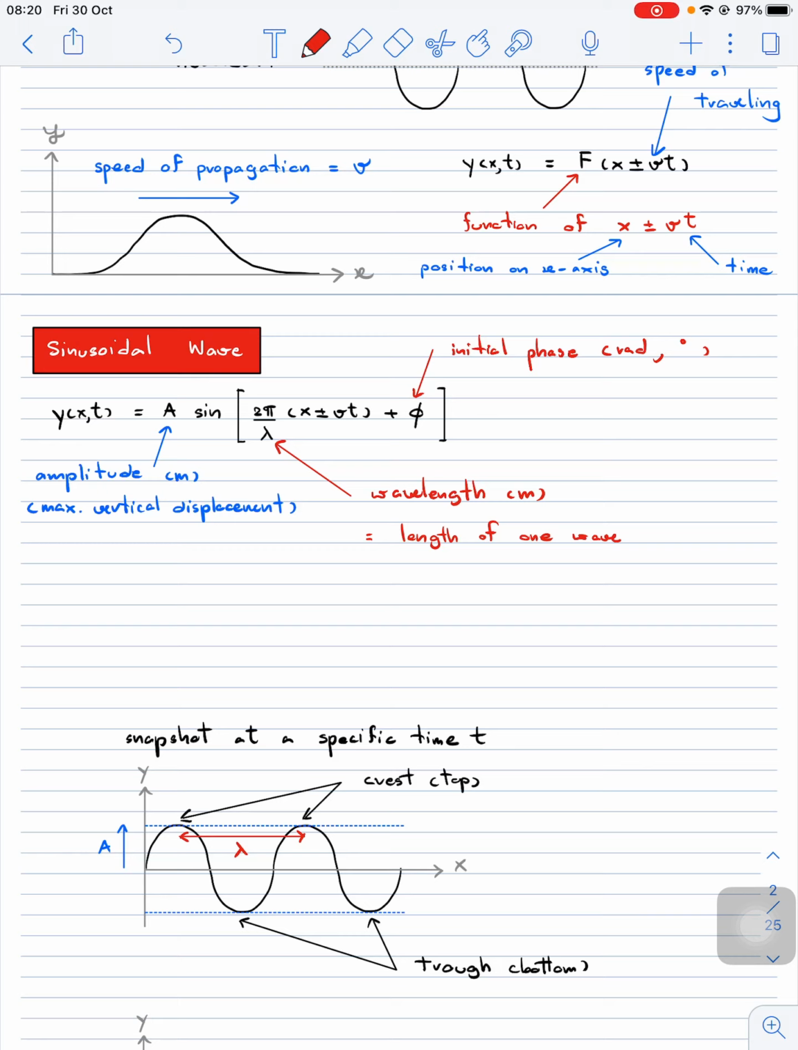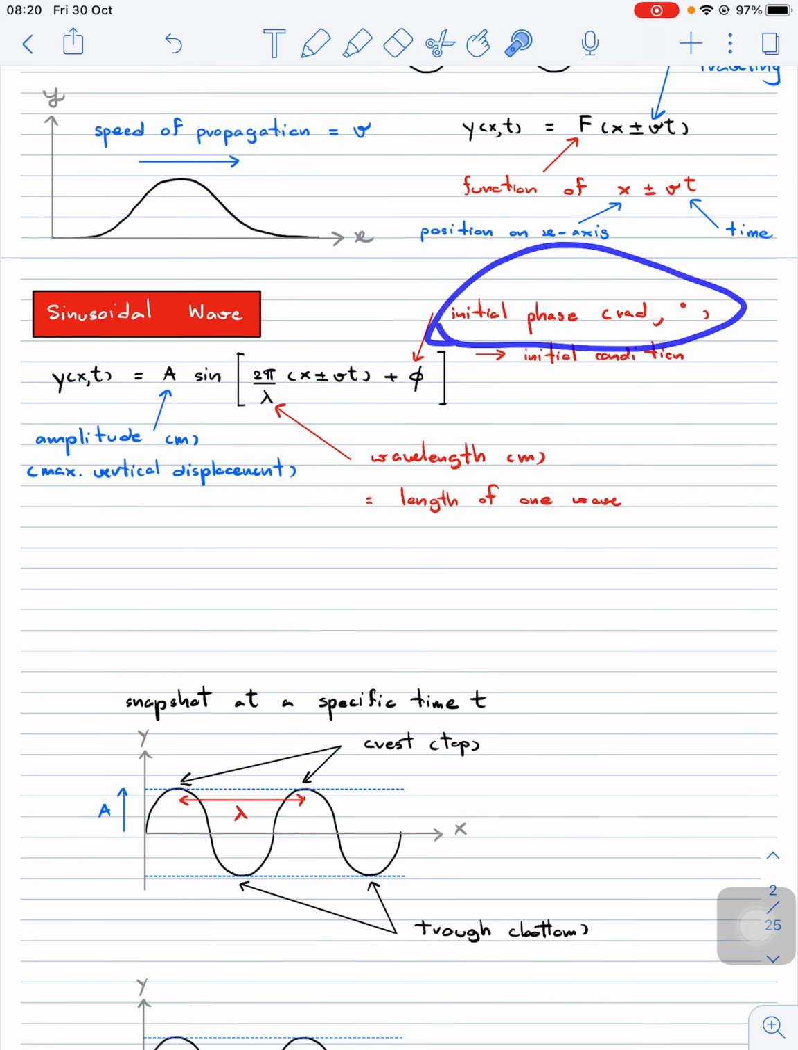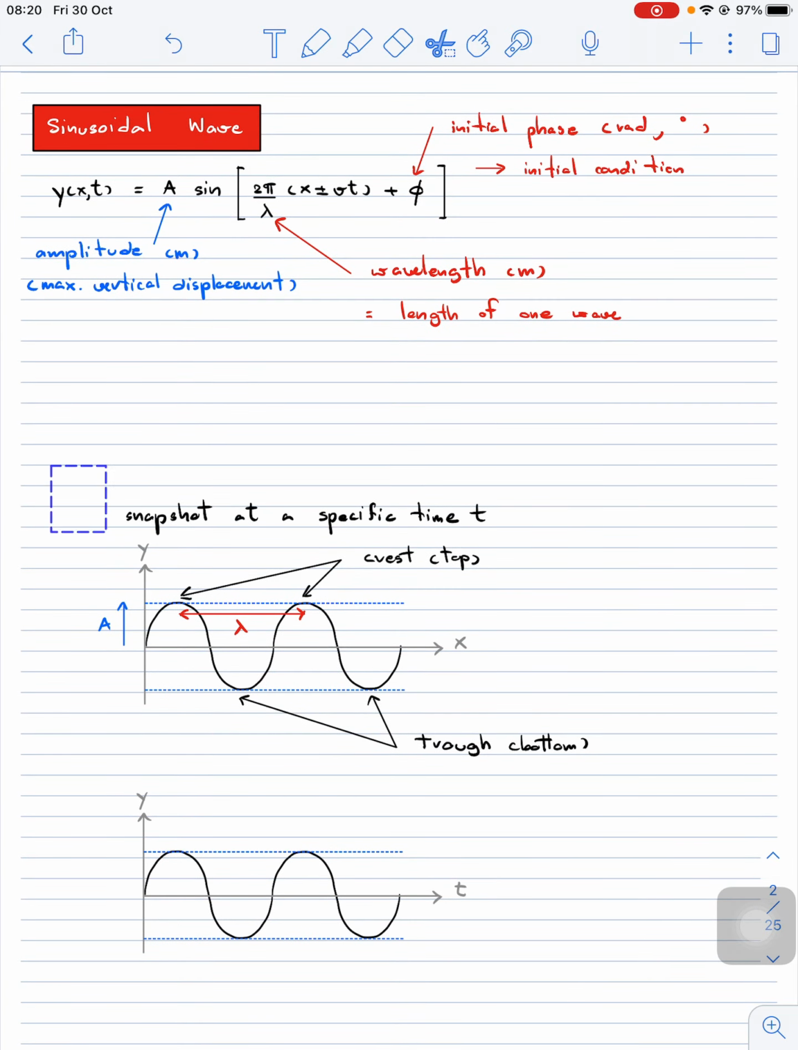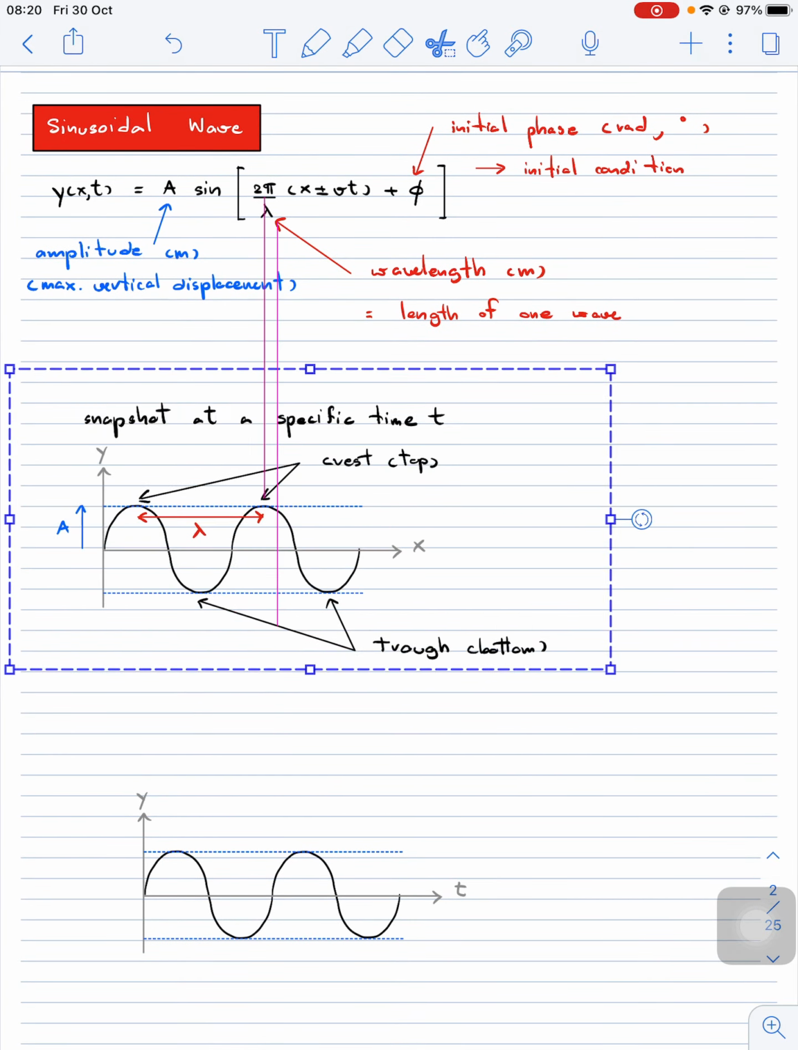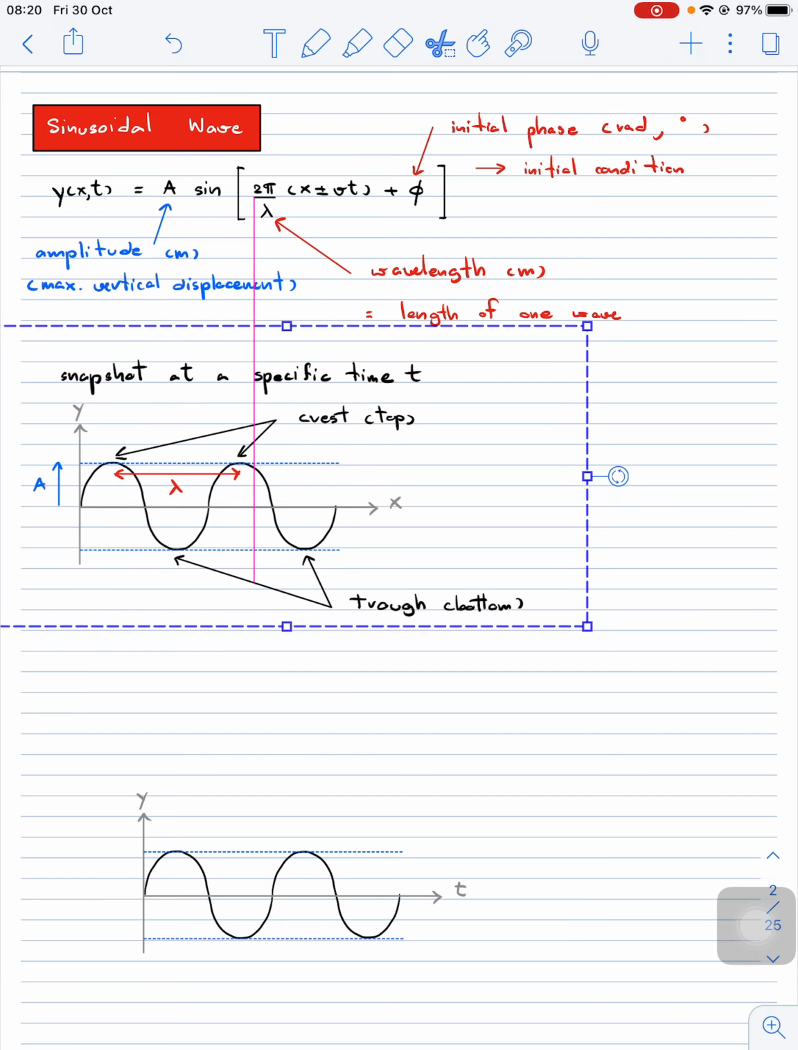For the initial phase, it depends on the initial condition. So the question has to give us the initial condition, and then we can find the initial phase using these equations. And that's it.